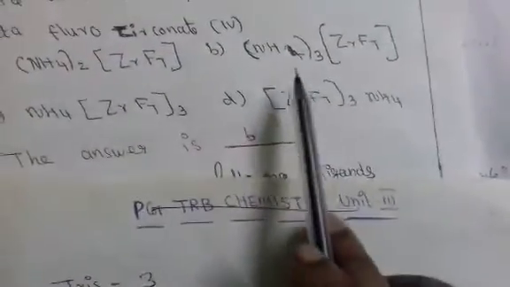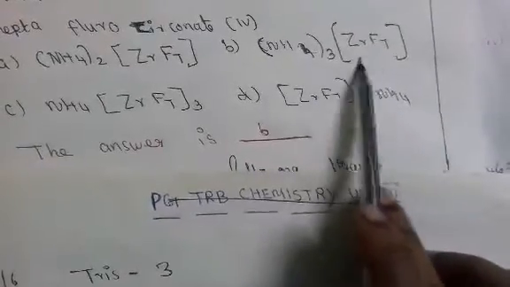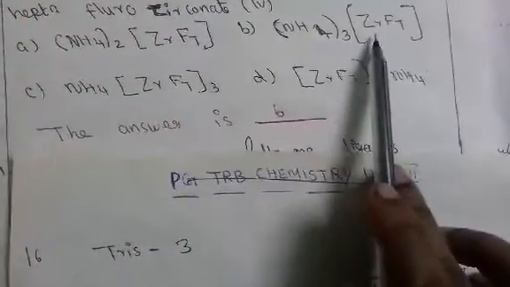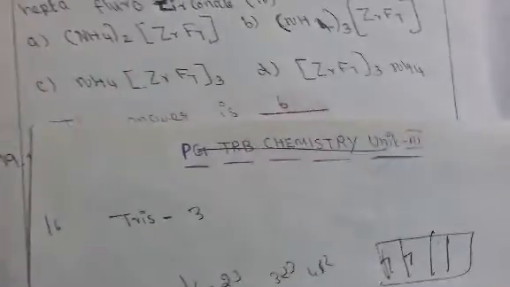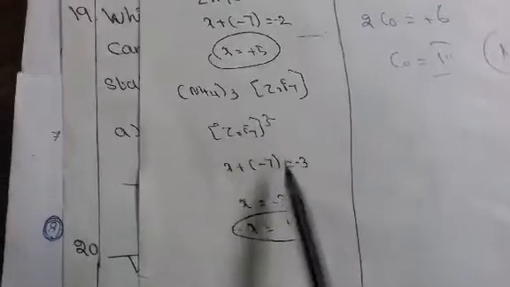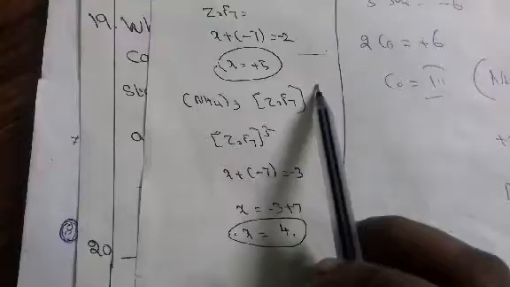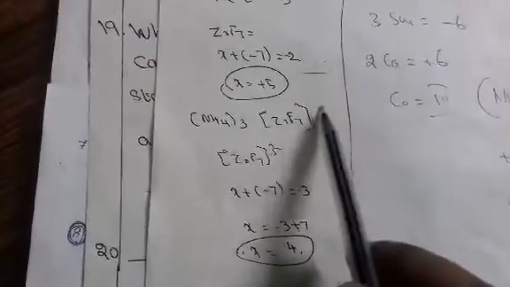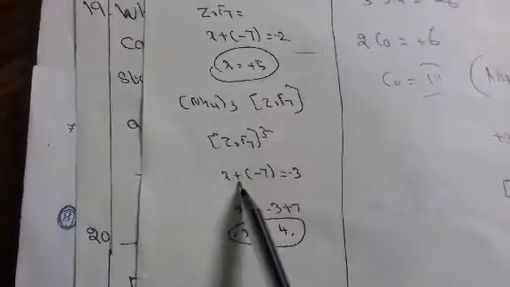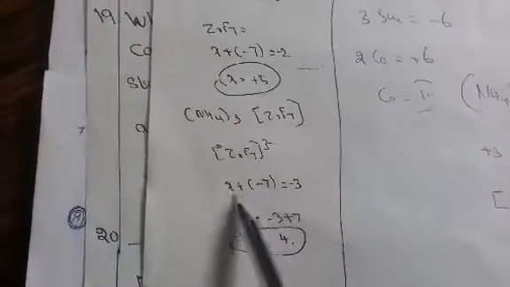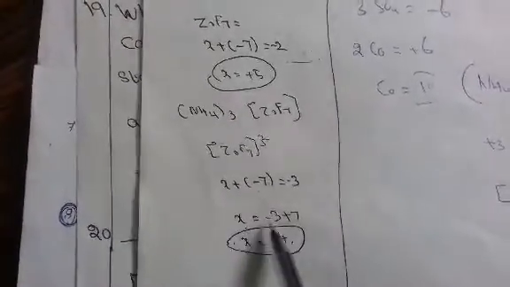Next, you have to see option B, (NH4)3 ZrF7. Here we have to calculate the charge of the zirconium ion like that. NH4 thrice is there, so it is 3 plus, and here also 3 minus charge. The complex charge is -3. So from this we find the zirconium charge: X - 7 = -3, so X equals +4. So the zirconium charge is +4.